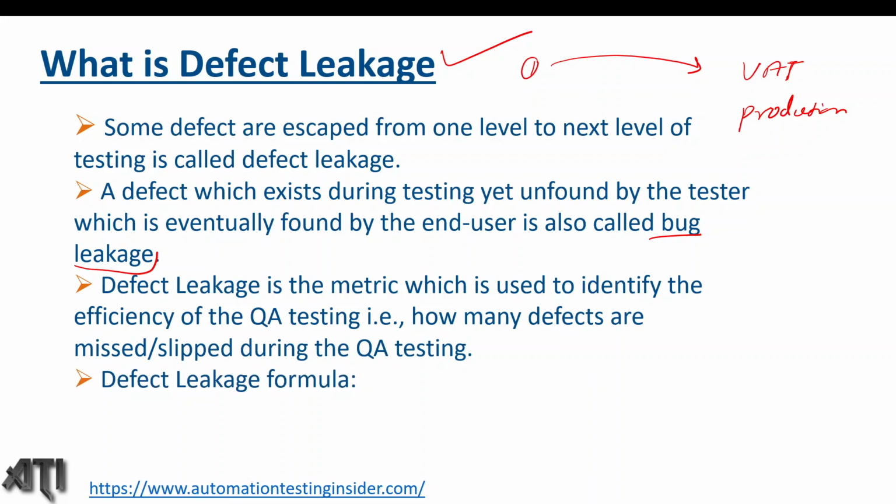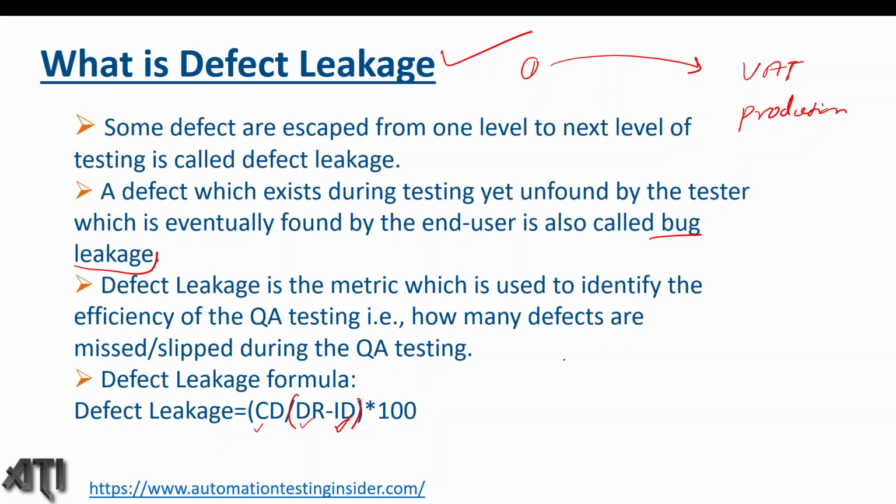Defect leakage formula. How do we calculate the defect leakage? We have the formula CD divided by DR minus ID. CD is the defects found during UAT testing or in production, divided by DR, the defects raised by the testing team, minus ID, the invalid defects, multiplied by 100.